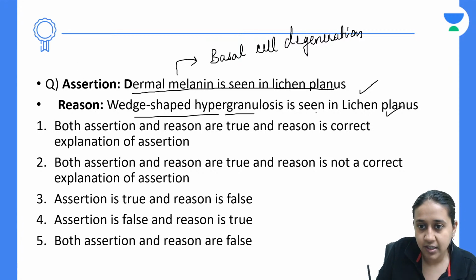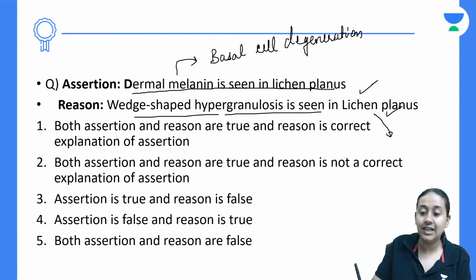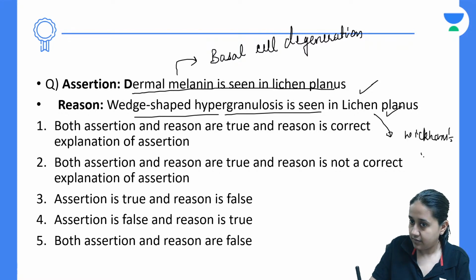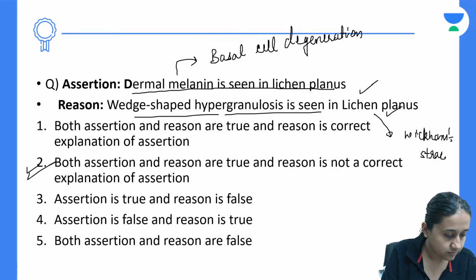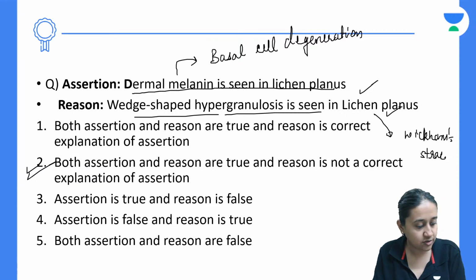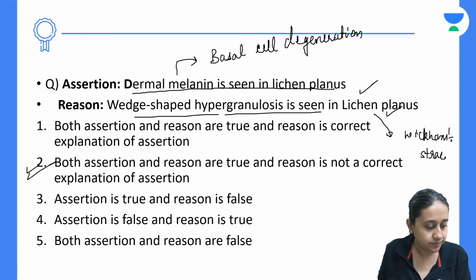And wedging of the hypergranulosis is responsible for a very classical feature, that is Wickham's striae. So I will say that the answer to this question is option number 2. Understood, Ashima? Kalyani?